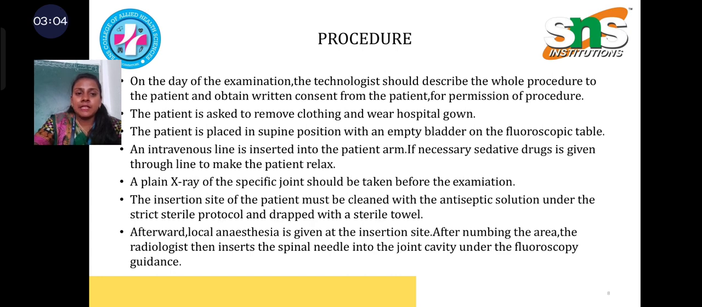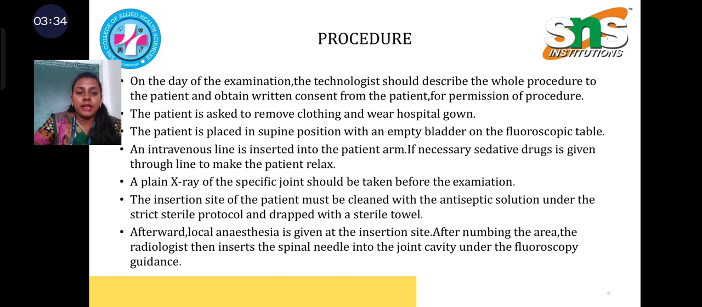An intravenous line is inserted into the patient's arm. If necessary, sedative drugs are given through the line to make the patient relax. A plain X-ray of the specific joint should be taken before the examination. The insertion site of the patient must be cleaned with the antiseptic solution under strict sterile protocol and wrapped with a sterile towel. Afterward, local anesthesia is given at the insertion site.